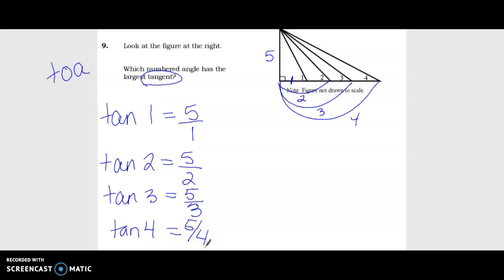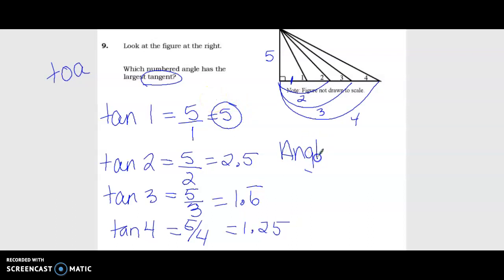So, who has the largest angle? Well, largest tangent. Well, what is 5 divided by 1? 5 divided by 2. 5 divided by 3. And 5 divided by 4. Which decimal is the largest? 5. So angle 1 would be your answer.